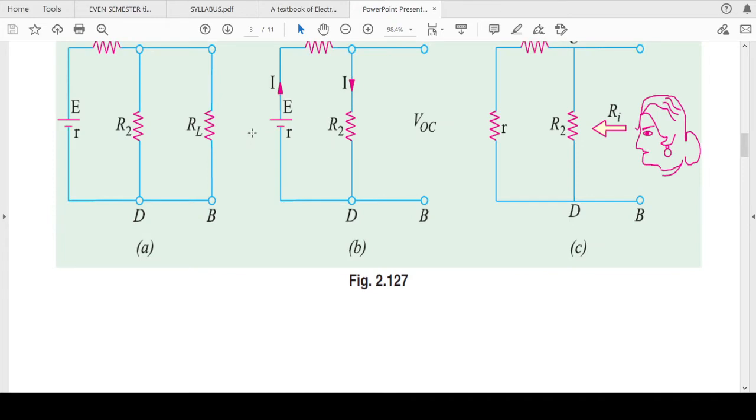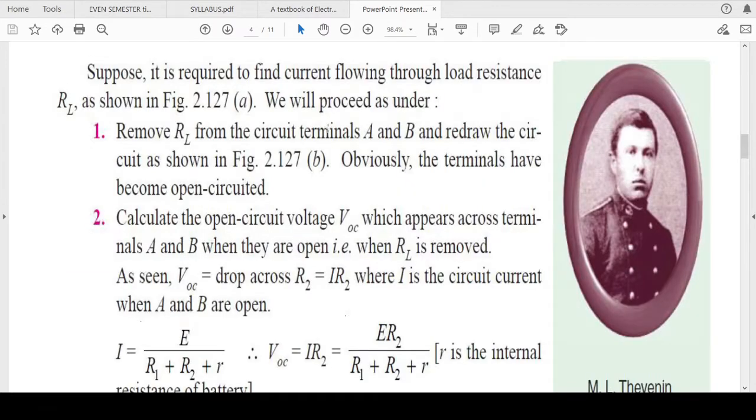So what are the steps to find the equivalent Thevenin circuit? If you have a starting electrical circuit, how do you find the equivalent Thevenin circuit? The first step is to remove the load resistance and open it, then you will get the second circuit. So now the terminals have become open circuit. Calculate the open circuit voltage which appears across the terminals A and B when they are open.